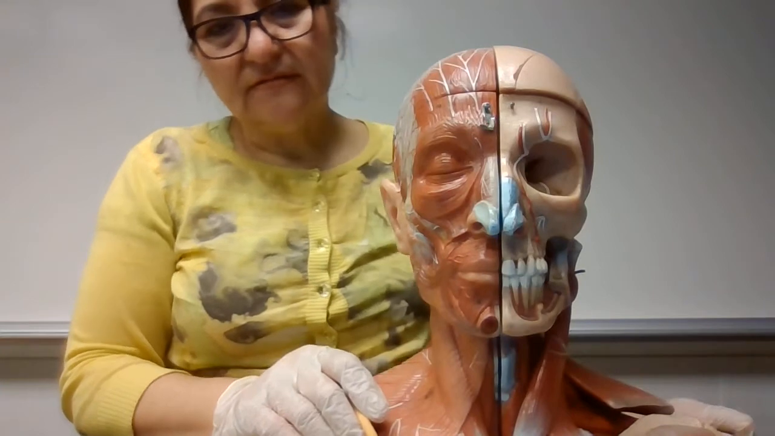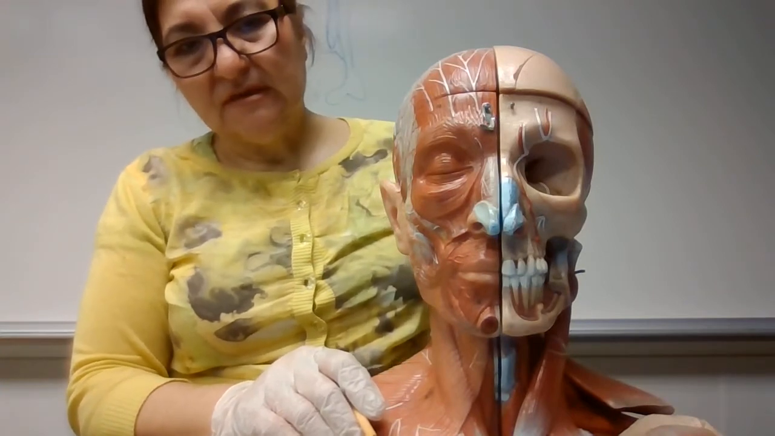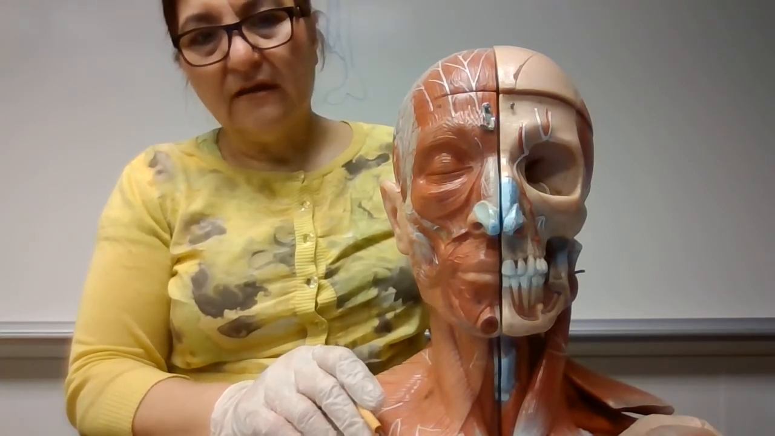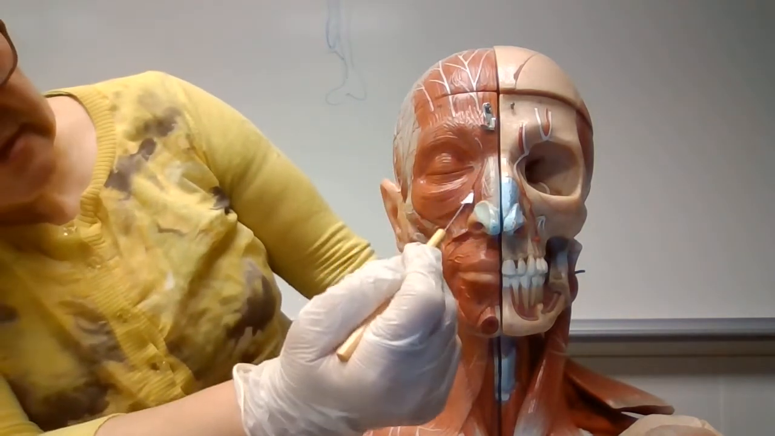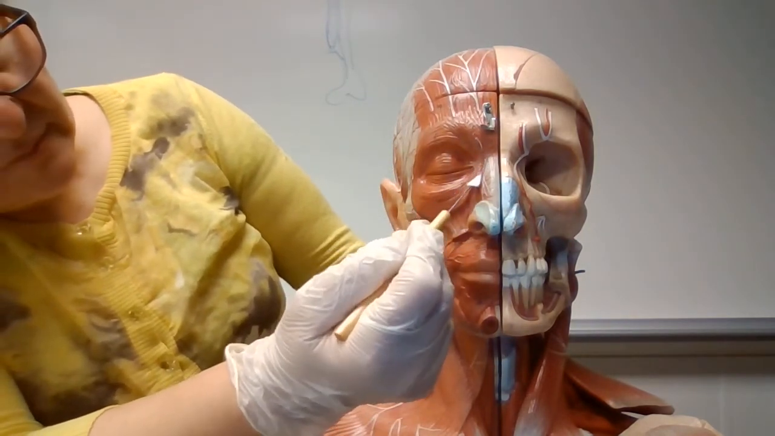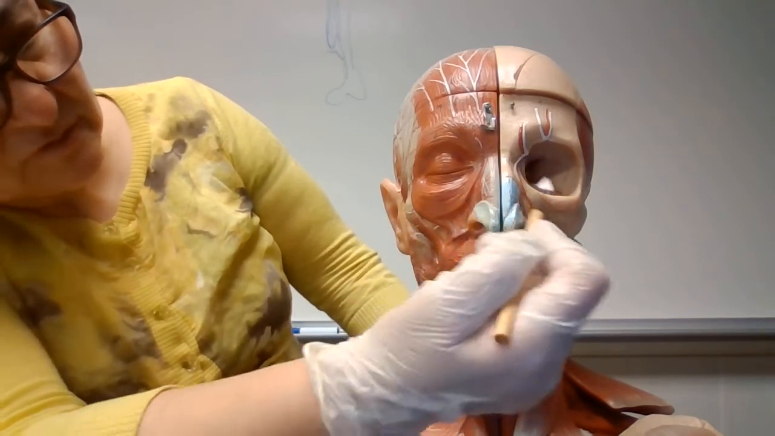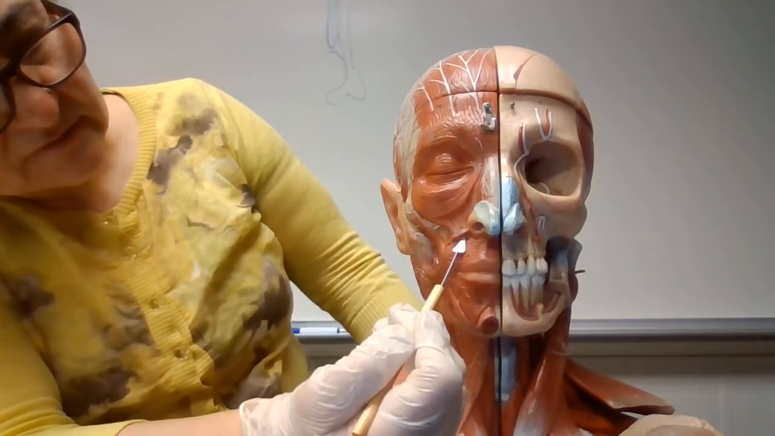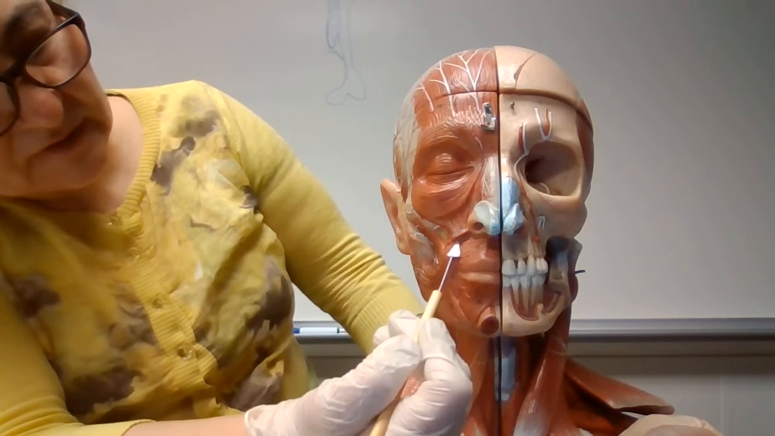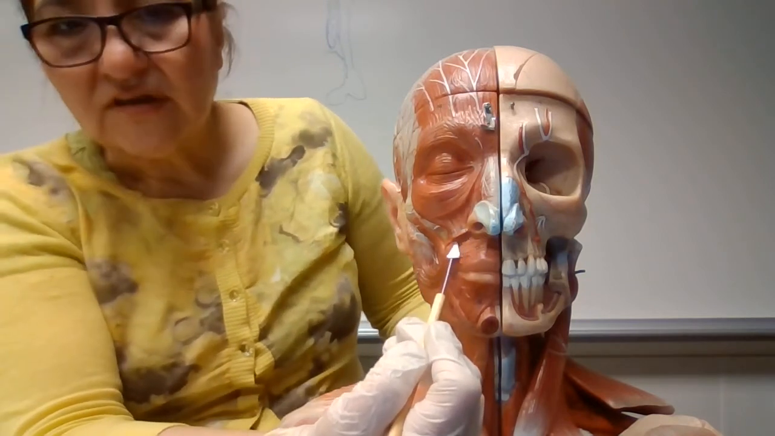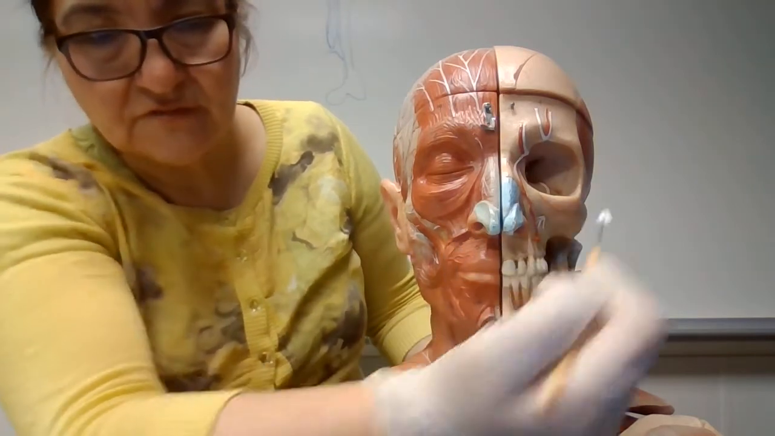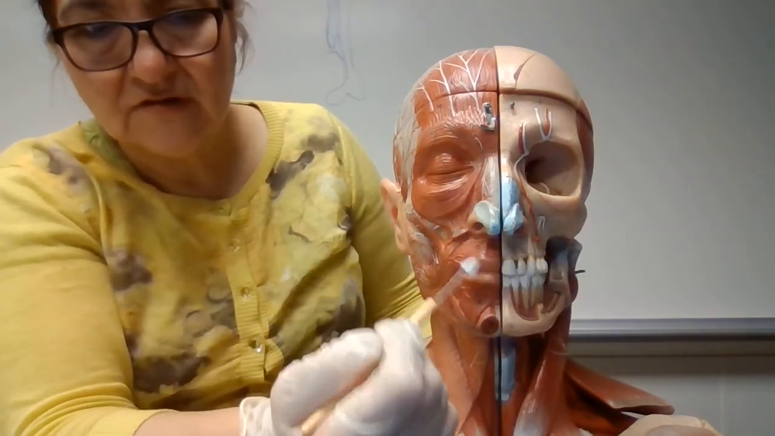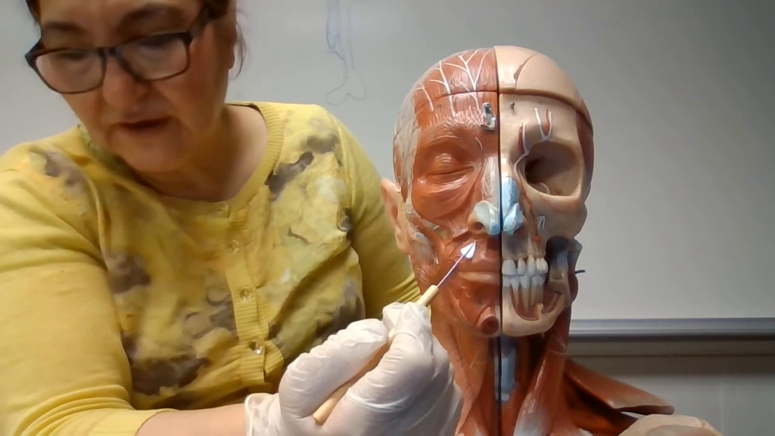Another muscle that raises your lips is called levator labii superior. Have you found it? This muscle is all the way beside your nose, all the way down to the upper lip. That's what it's called, levator labii. It's on both sides, of course. That's levator labii superior.